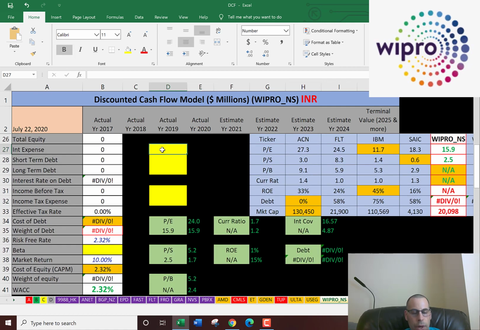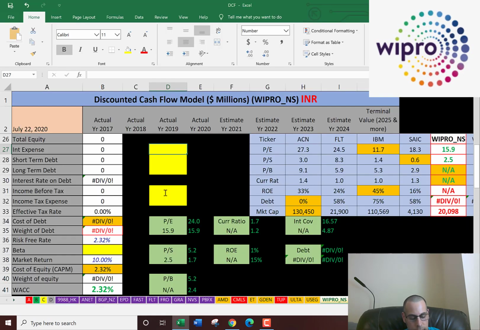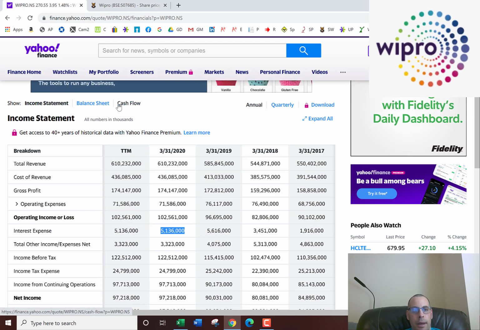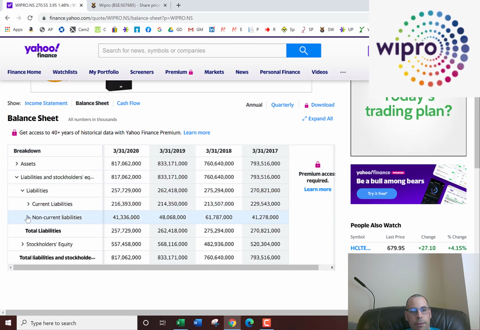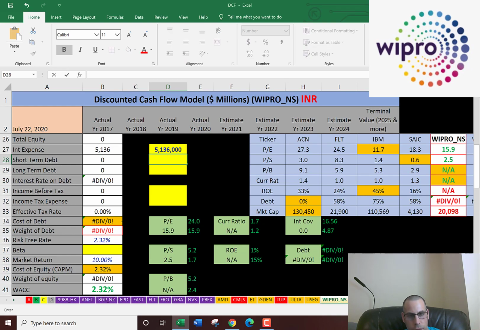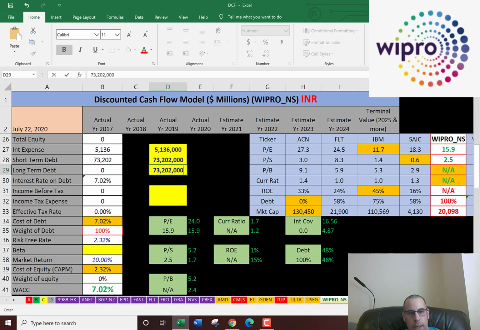Let's look at the capital structure of the company so we know what discount rate to apply to the future cash flows. They pay 5.1 billion of interest on their debt. Let's go to the balance sheet to see how much debt they have. Current debt of 73 billion. That's debt due within 12 months. Long-term debt of 4.8 billion. That's debt due after 12 months. Most of the debt is due within 12 months, which is not the best sign. So they have to roll the debt or pay it off.